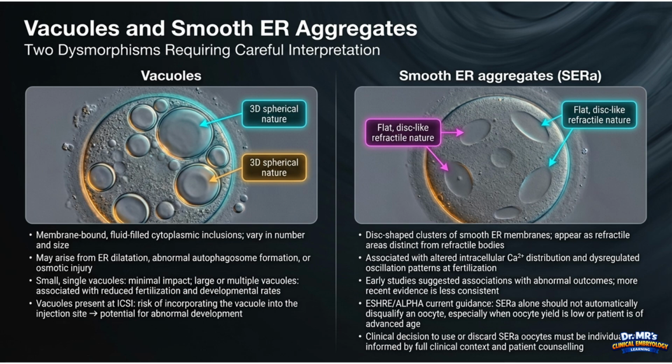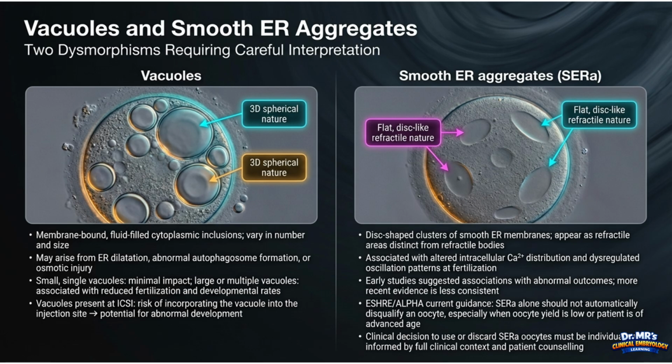Of all the intracytoplasmic dysmorphisms we observe, vacuoles and smooth endoplasmic reticulum aggregates generate the most clinical discussion and the most examination questions, because neither has a simple, universal management rule and both require case-by-case judgment. Vacuoles are membrane-bound, fluid-filled inclusions that vary considerably in size and number. They may arise through several mechanisms: dilation of endoplasmic reticulum cisternae under stress, aberrant formation of autophagosomes during cellular quality control processes, or osmotic injury during laboratory handling.